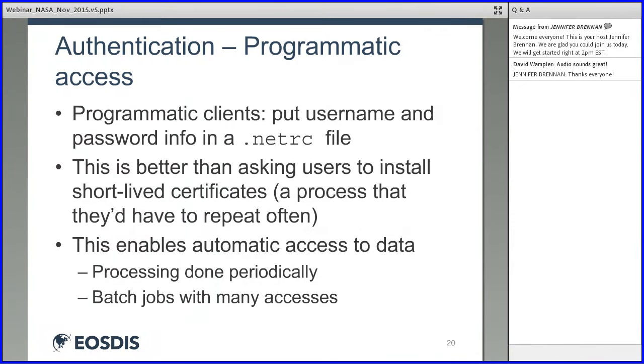Let's talk about the programmatic access, because that is a little bit different. That's kind of out of the box. OAuth 2 was never intended for programmatic access. It's fundamentally a protocol that's designed to enable users to authorize specific third-party web services to act on their behalf. A classic example is you've got some pictures that you upload to one website, and you want to authorize another website to be able to access some of those pictures and print them out. That's what OAuth 2 was really designed to do. But in order to do programmatic access, what we decided on was to put the username and password in a .netrc file that's in the user's home directory.